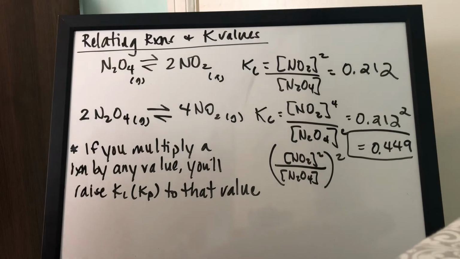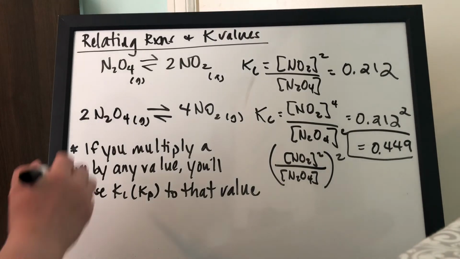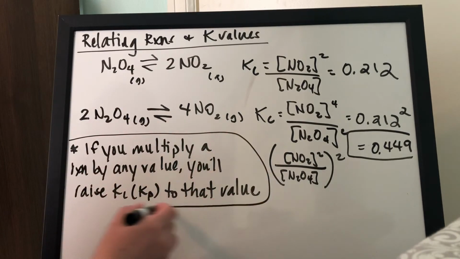Okay, so if you take a reaction and quadruple it, okay, multiply by 4, then you're going to take the Kc value, whatever that might be, and you're going to raise it to the 4th power. Not multiply by 4, raise it to the 4th power. There's a difference. But this is the takeaway, okay?